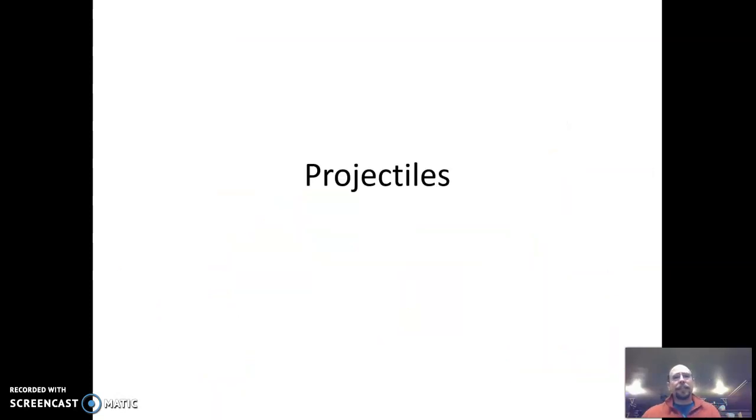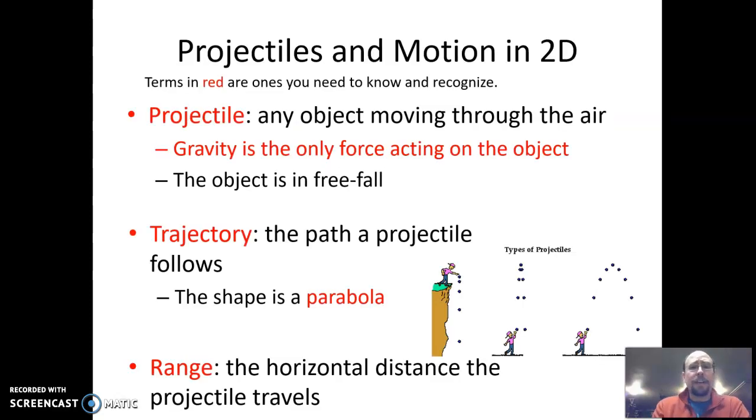And projectiles, we'll go in a little more in depth with this stuff. But when we talk about projectiles, you need to know terms, and you need to also be able to follow through on problems. We'll talk about that here in a second. So some terms you need to know. Projectile: any object moving through the air where gravity is the only force acting on it. We'll forget about air resistance. Trajectory is the path that a projectile follows, whether it's dropped straight down, whether it's thrown up in the air at an angle, or anything like that. The shape that it makes is called a parabola. You need to know that.